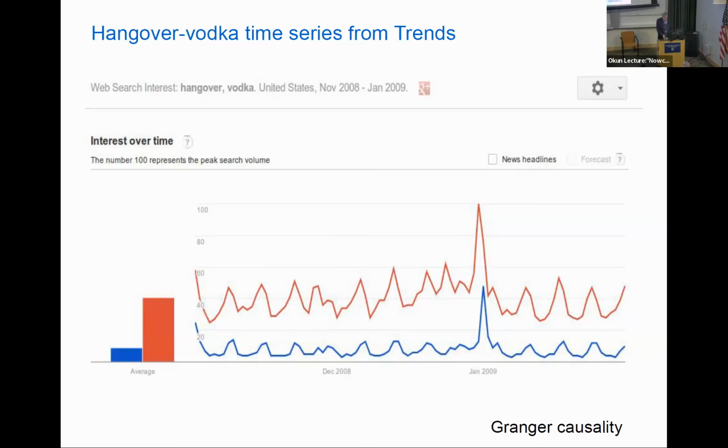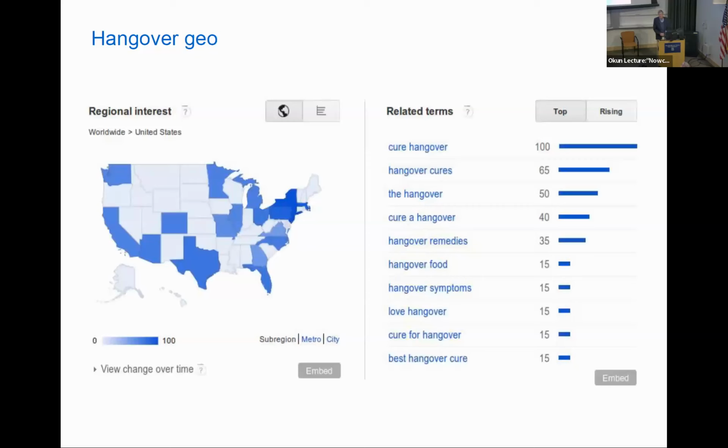So, but there's more stuff. Here it is on a geographical basis. And if you look closely at that chart, you will discover that New York is the hangover capital of the US, maybe not too surprising.